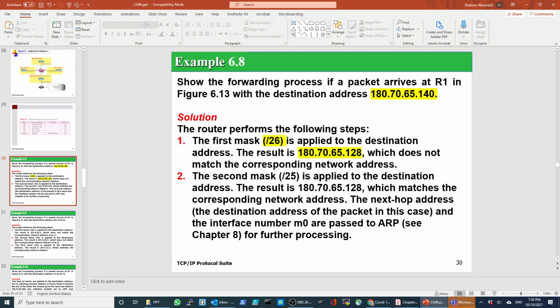All right. So the second mask is 25. The mask of 25 is applied to the destination address, which is in here. The result is this. By the way, this is a mistake. It should be something else in here. For /25, this is 180.70.65.128.